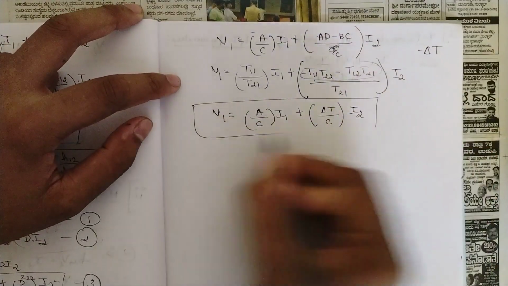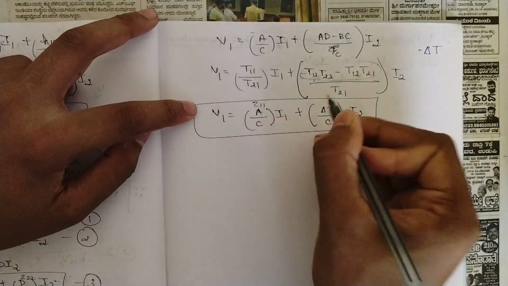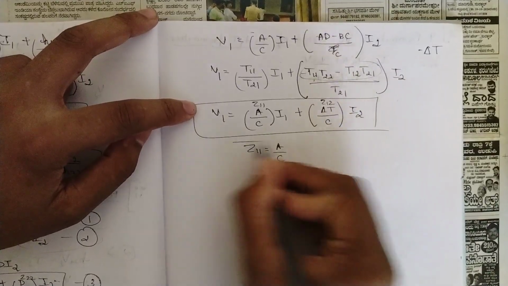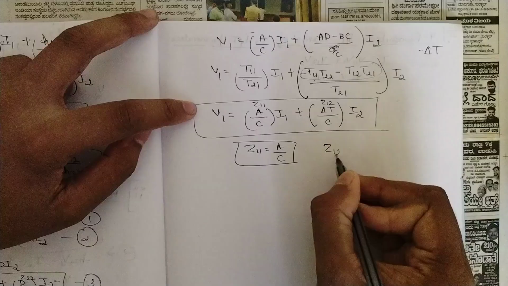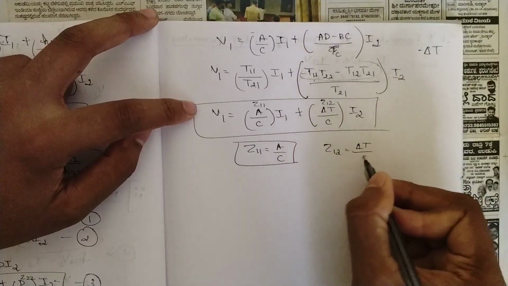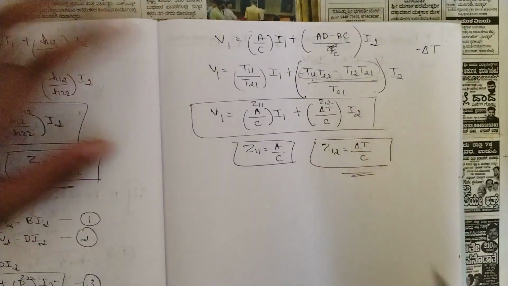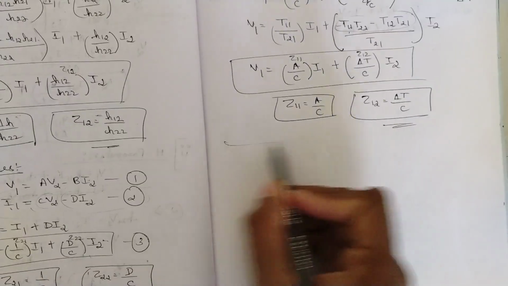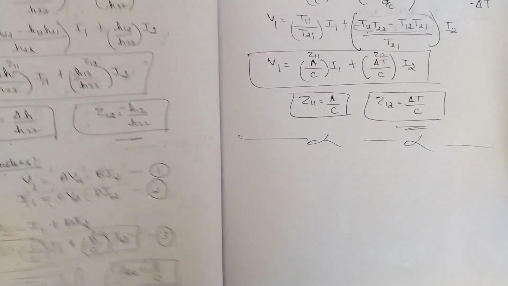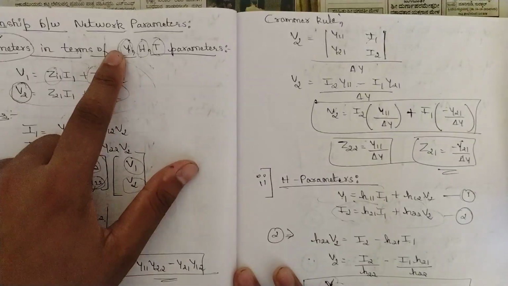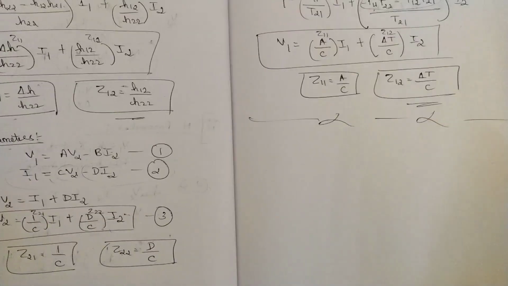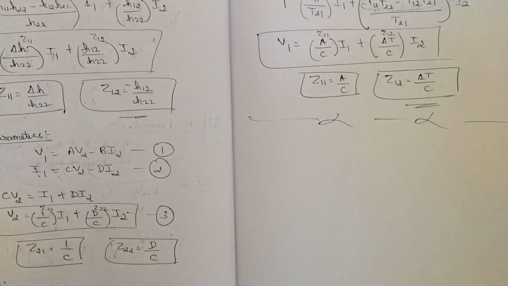So this is the equation here. Compare this, V1 is equal to Z11 I1, Z12 I2. So Z11 is equal to A by C and Z12 is equal to delta T by C. Like this we have found all four values, Z11, Z12, Z21, Z22. And we have compared Z parameters in terms of Y, H and T parameters one by one. Hope this is clear. I've solved it, so please go through it very carefully.